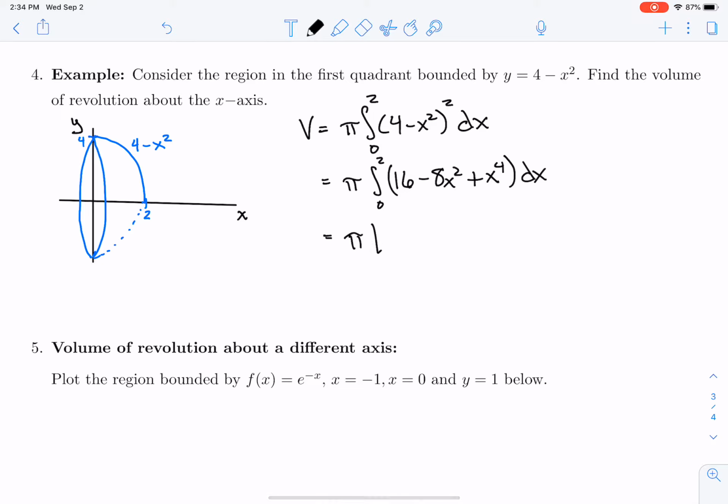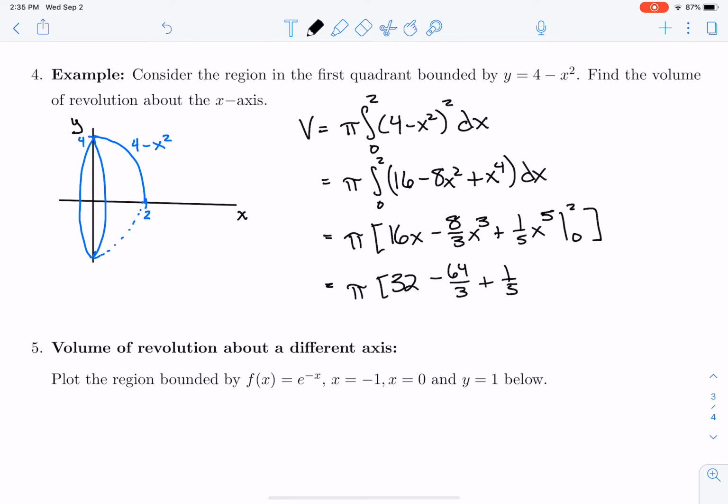And so that's going to give me pi times 16x minus 8 thirds x cubed plus 1/5 x to the fifth, evaluated between 0 and 2. So that's pi times 32 minus 64 thirds plus 1/5. And I will leave it to you to figure out that exact value for the volume of revolution. So this is a pretty standard example. I would like to do a couple more examples.